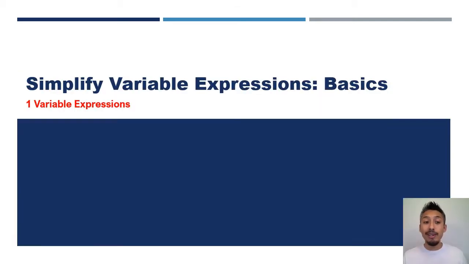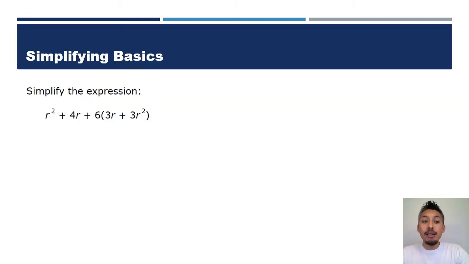And with that, let's go ahead and start with the basics, how to simplify one variable expressions. Take a look at the problem in front of you. These are the type of problems that I need to make sure that you know how to simplify before you move on to another grade. We are being asked to simplify the expression r squared plus 4r plus 6 parentheses 3r plus 3r squared close parentheses.